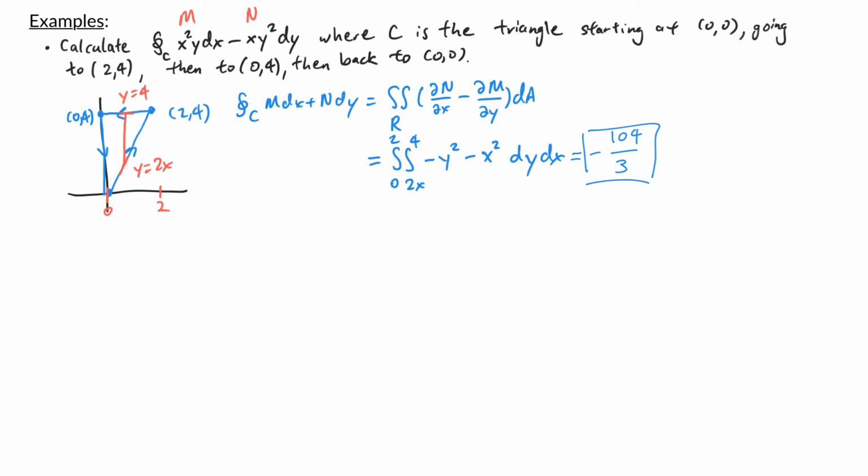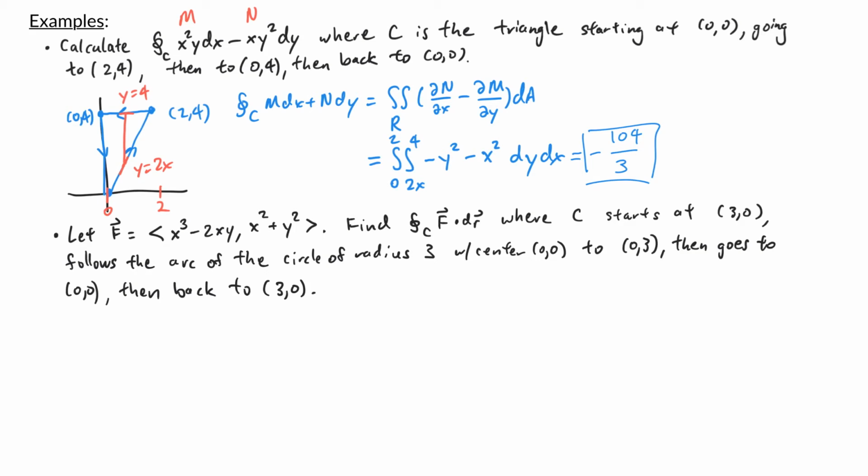I want to mention that doing the line integral without Green's theorem would be much more tedious. You would need to break apart the triangle into 3 different segments, find parameterizations for each of those segments, and then evaluate the line integral on each segment. So Green's theorem is a really useful tool in helping us compute the line integral. Let's look at one last example.